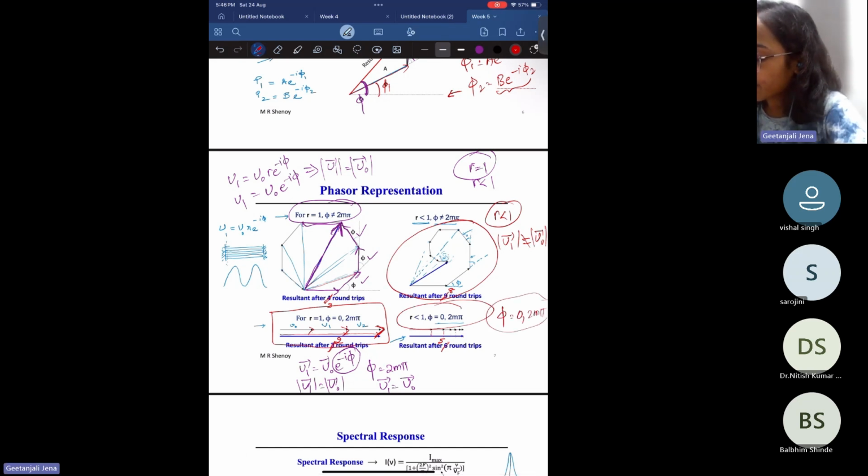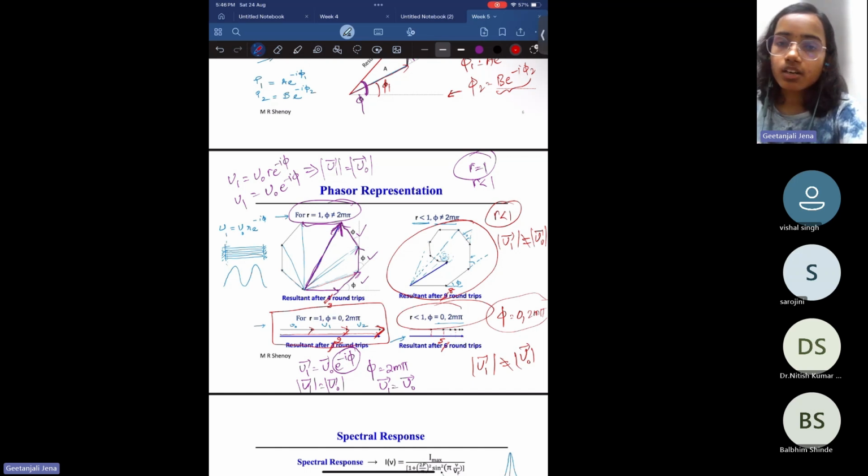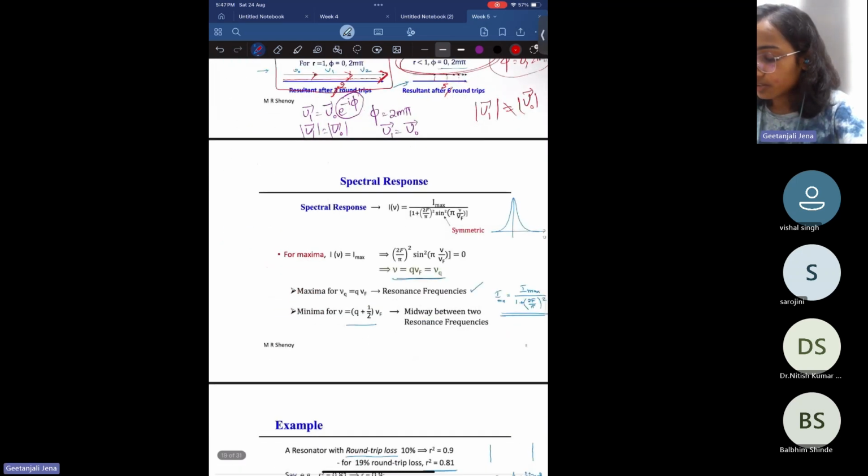Now in the second case, that is when the phase is 0 or 2m pi, although the u1 magnitude is not equal to u0, the u1 and u0 are oriented along the same direction. That means when the wave covers the round trip, they will add up in the same direction. So there will be a building of intensity in the optical resonator. The second one is the more practical case, which we typically observe in a laser resonator.